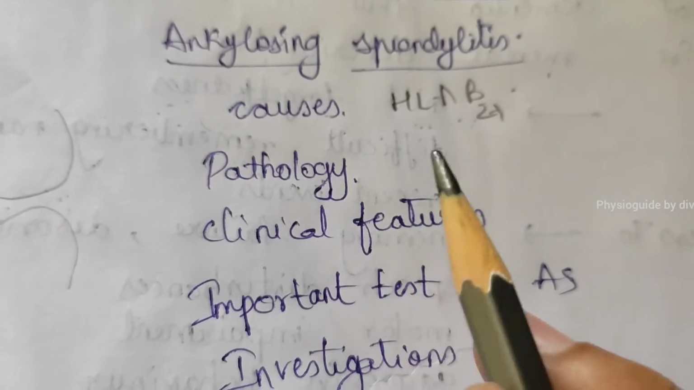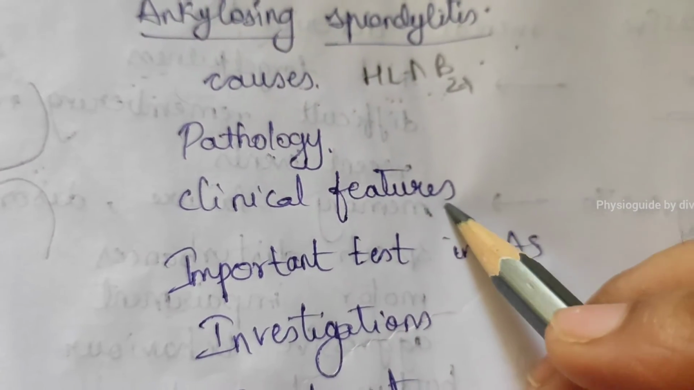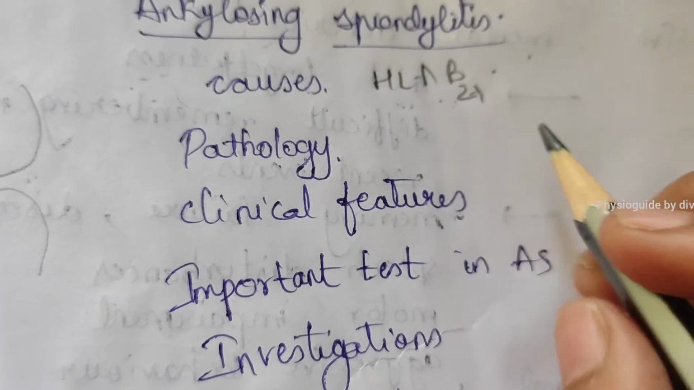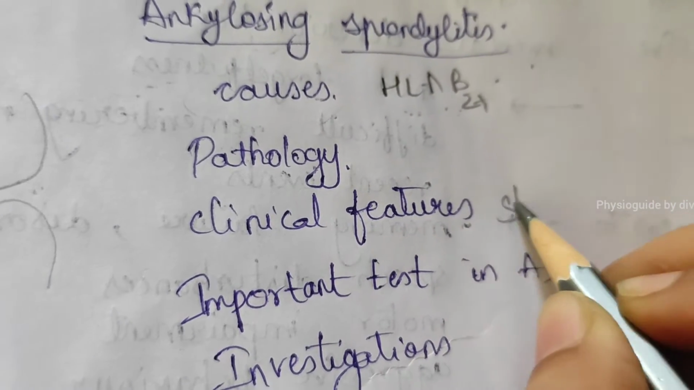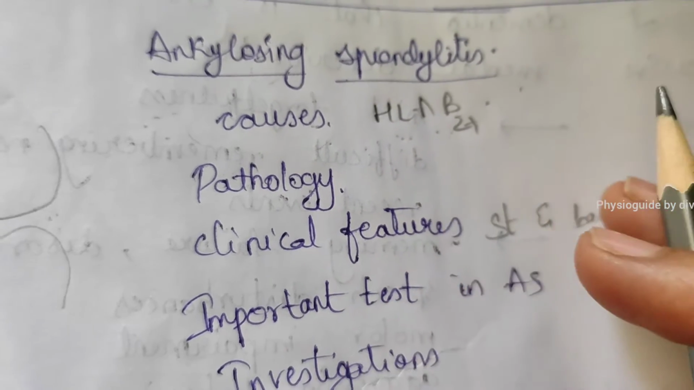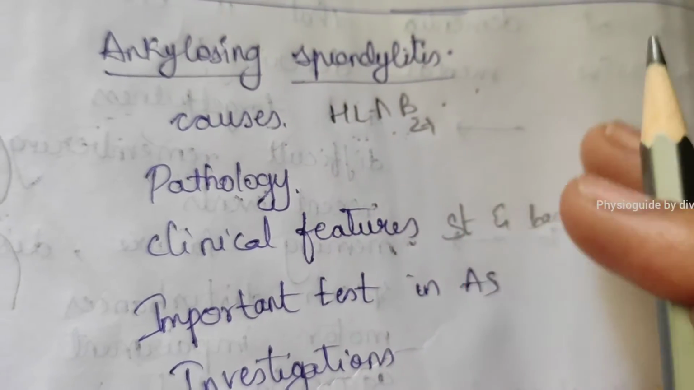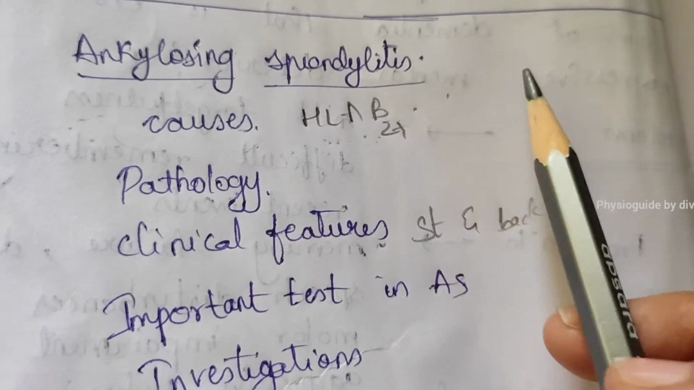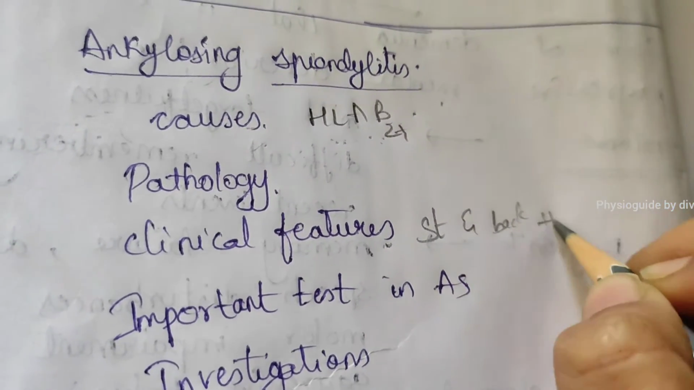Now, what are the clinical features, signs and symptoms? The patient usually complains of early morning stiffness and pain in the back. On examination, a stiff spine is seen, and the test for the sacroiliac joint is positive.